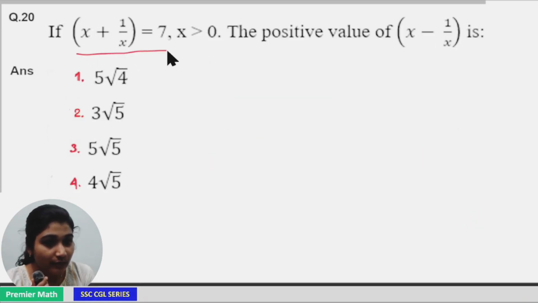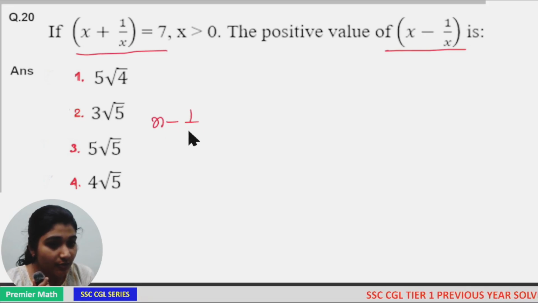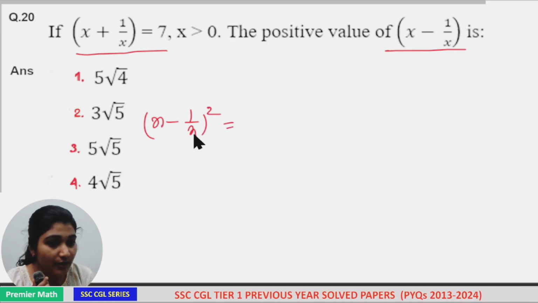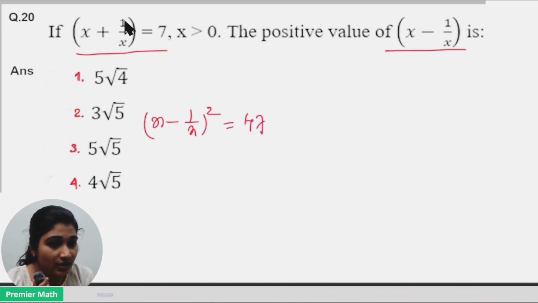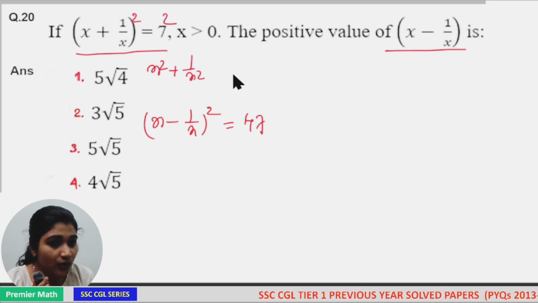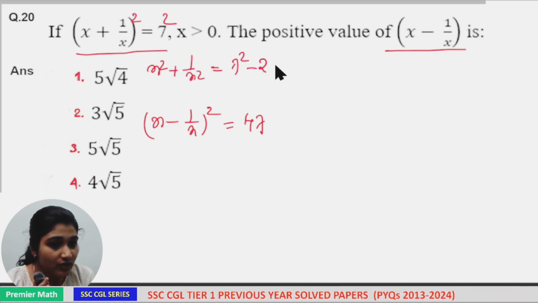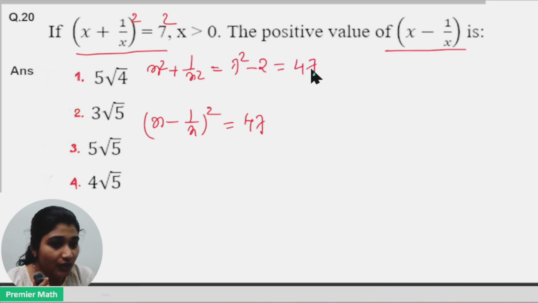If x plus 1 by x is 7, find the positive value of x minus 1 by x. Directly take x minus 1 by x the whole square. Here the x square plus 1 by x square value is 7 square minus 2, 47. If you take the square of this, it is x square plus 1 by x square plus 2 times x into 1 by x, which means 2. So transfer this 2 to the RHS. Then the value becomes 7 square minus 2, which is 47.